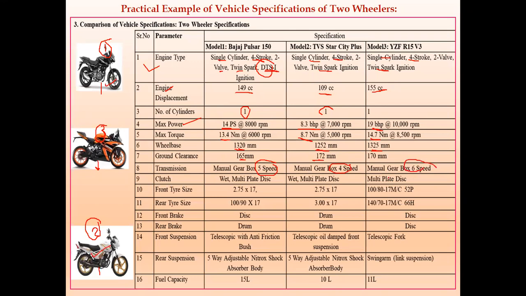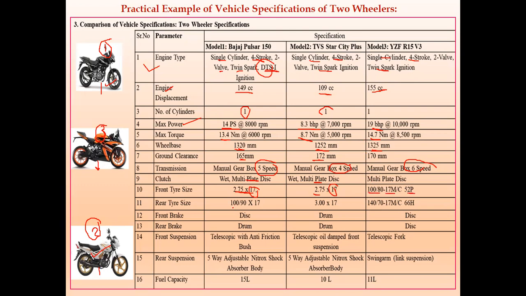Now clutch. All these use a multi-plate clutch, or we can say a multi-plate disc clutch. All these are the wet type. Now we have front tire size. It is 2.75 by 17. What is meant by this? 17 is the diameter specification, and 2.75 is another specification. In case of the YZF, we have 100/80 17 M/C 52P.